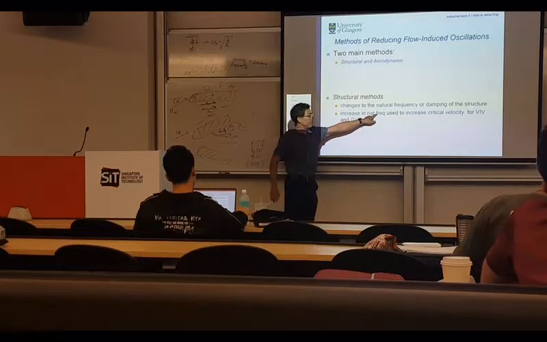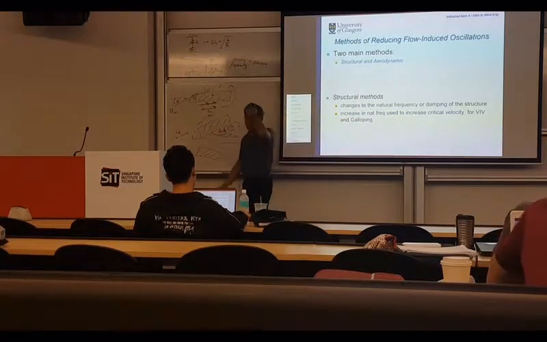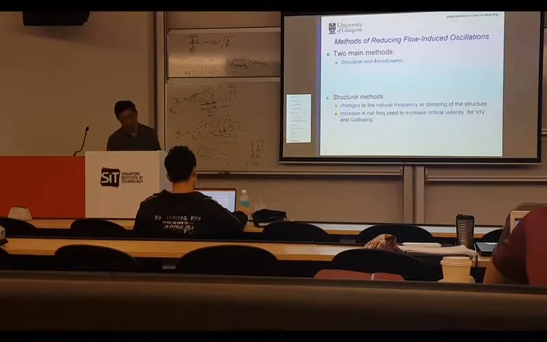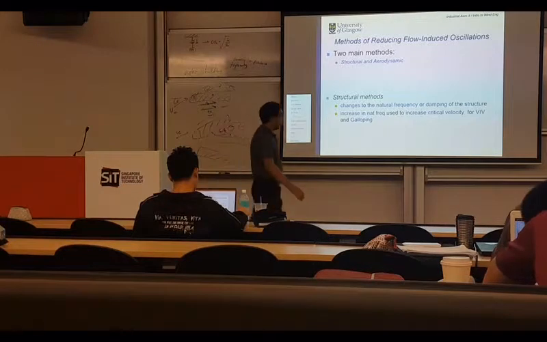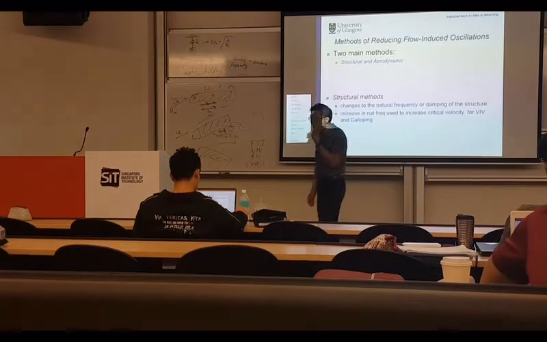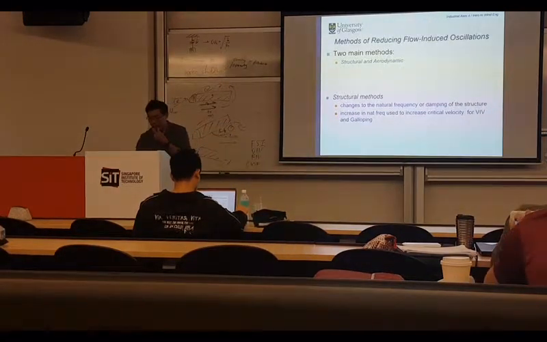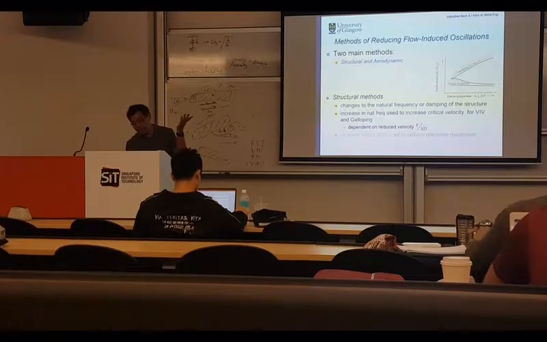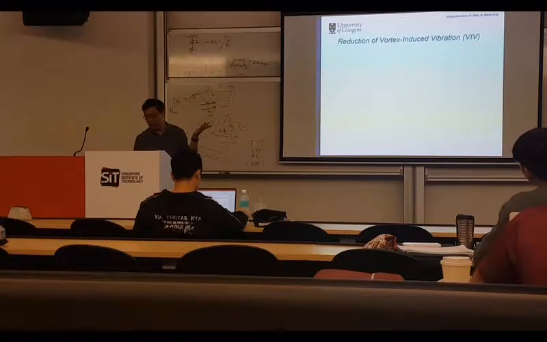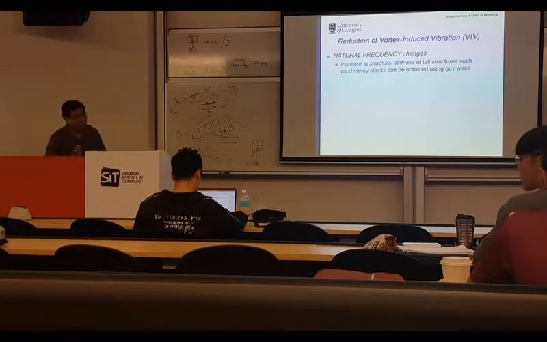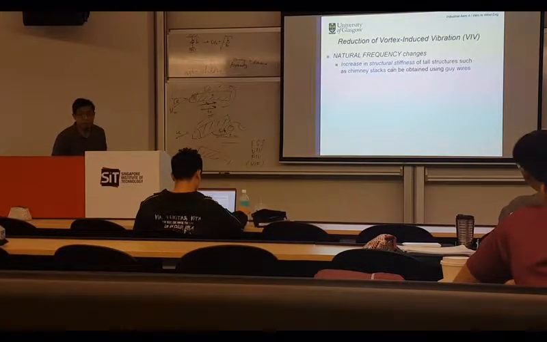So increase the natural frequency, so make omega as big. And then increase the critical damping. I mentioned VIV is the acronym for vortex-induced vibration. So we either reduce the frequency or increase it. The first one says increase structural stiffness, fundamentally increase the k.